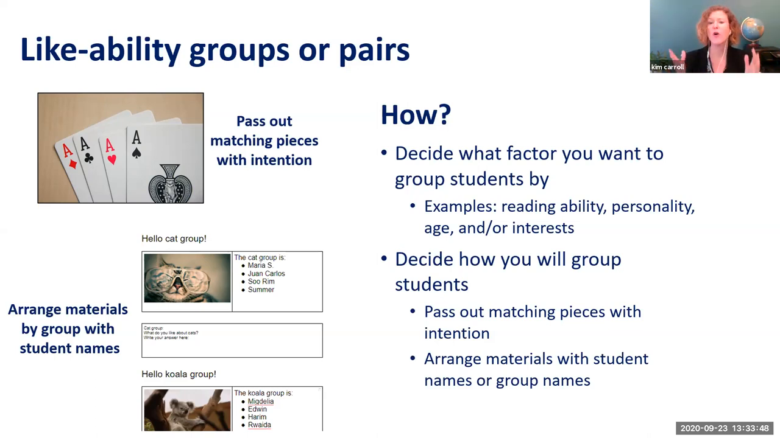So they all open the same shared document. And once they open that document, they can see which group they're going to be placed in. So I see that I have the cat group, and then I see my list of students who are in that group, the koala group, and the students who are in there. So this is an adaptation for online teaching to get people in intentional groups.